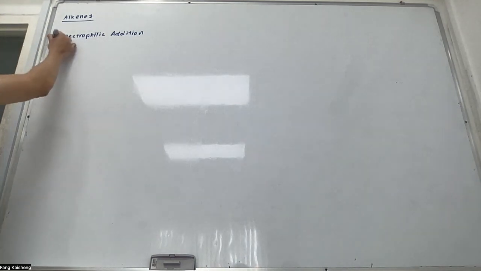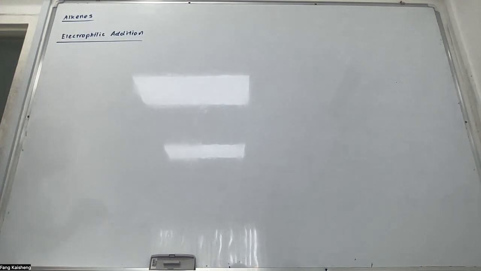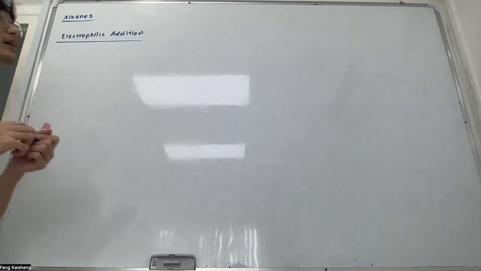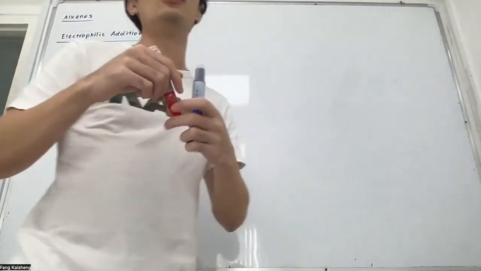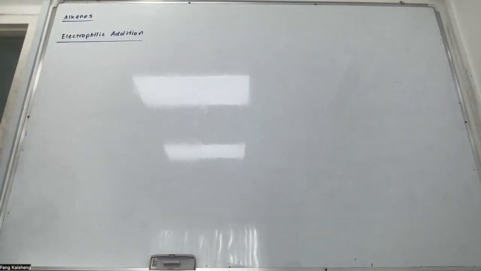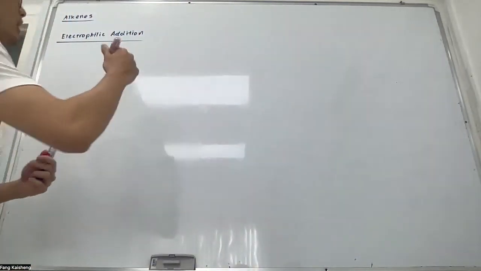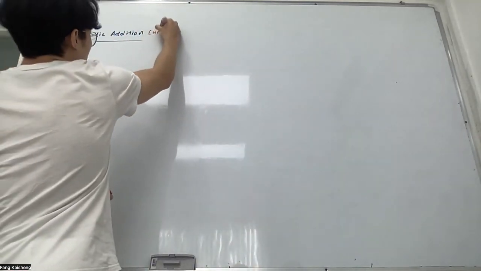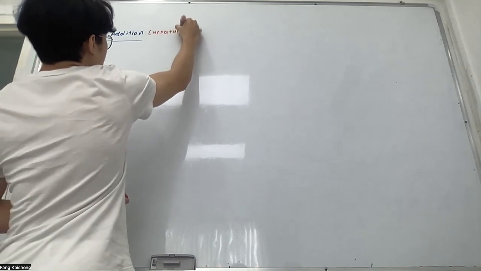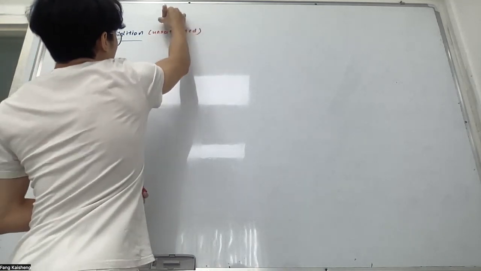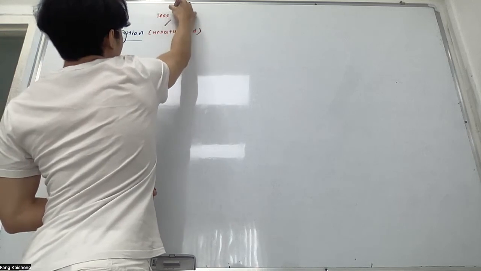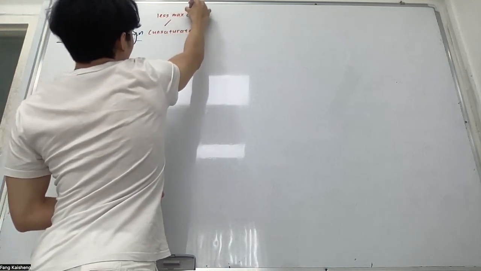The title of it is called electrophilic addition, and it's important for you guys to understand why the name is called electrophilic addition. First of all, are alkenes saturated or unsaturated molecules? Unsaturated, good, because they have a double bond. A double bond is unsaturated, and unsaturated means what exactly? You have less than the maximum of 4 atoms around carbon.